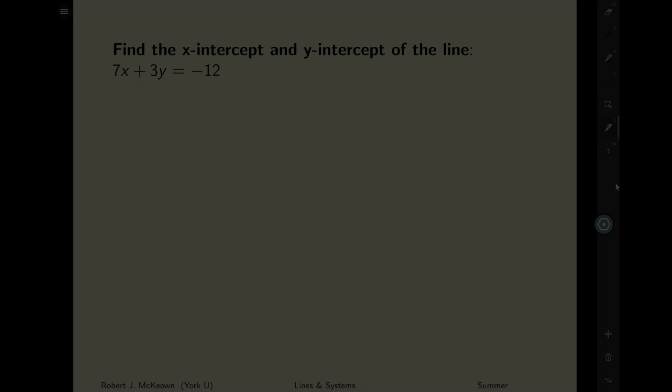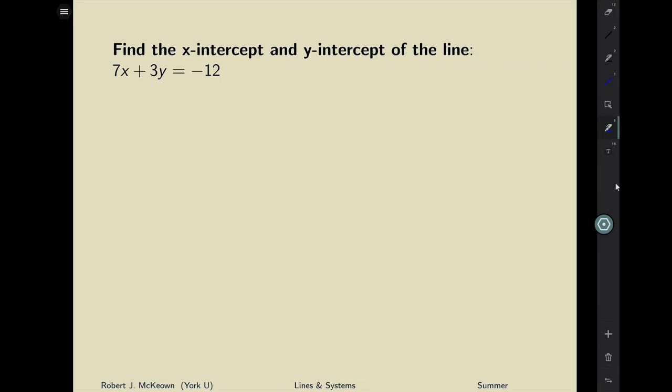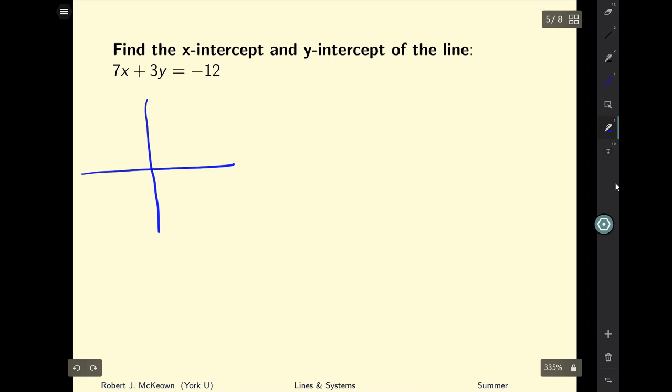Our next problem asks us to find the x-intercept and the y-intercept of a line. Graphically, it's going to look something like this. There's our line. I've drawn it with a negative slope. And we want to find our x-axis intercept. And we want to find our y-axis intercept.